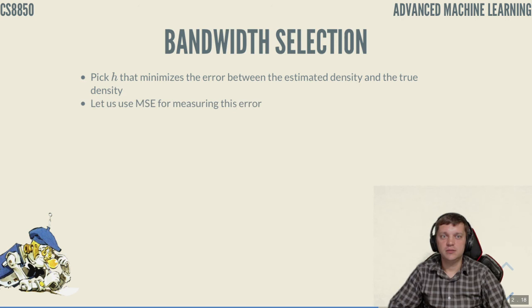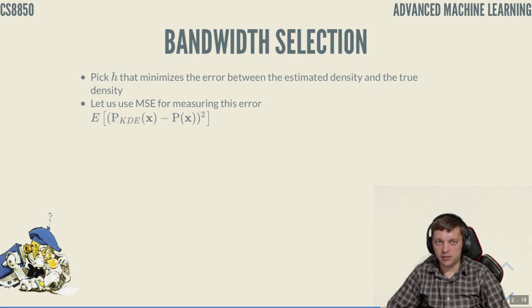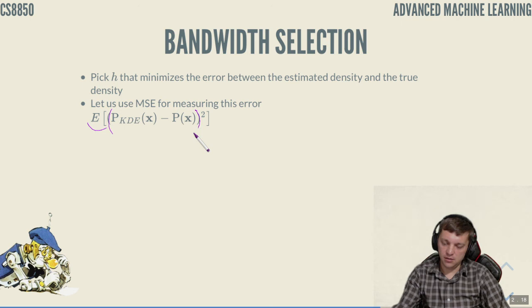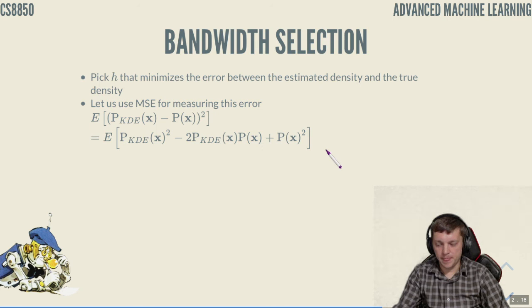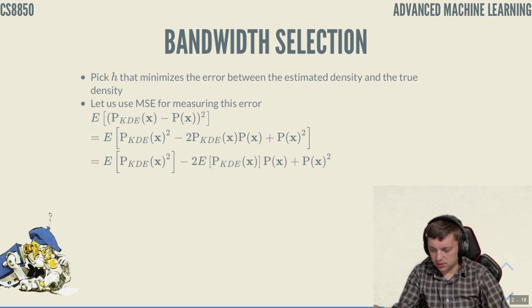So let us use mean squared error for measuring this error. The mean squared error between our estimate and the truth. If we write it down like that, we can decompose the mean squared error. We can decompose the square easily, which I think is not surprising. Then we can regroup, because this is just an integral. And we have three integrals now.